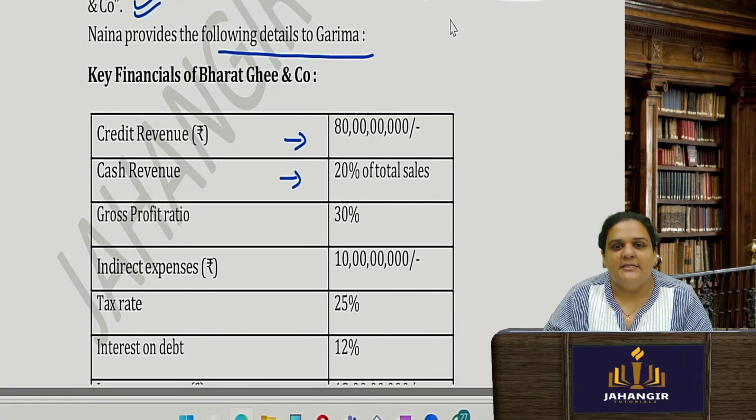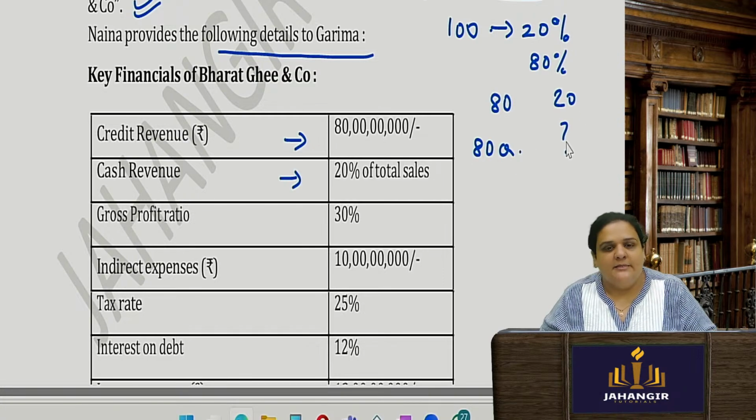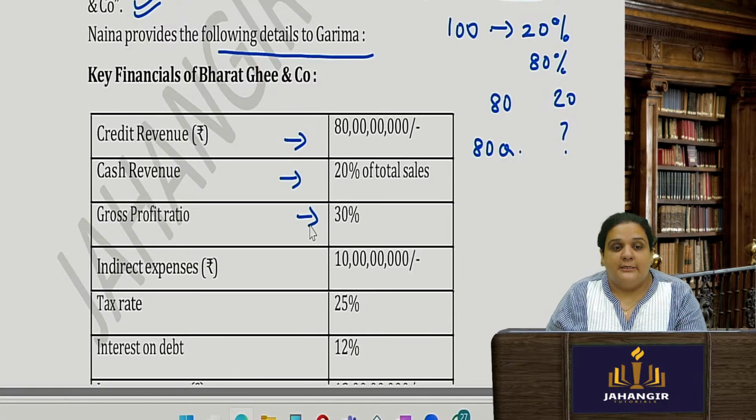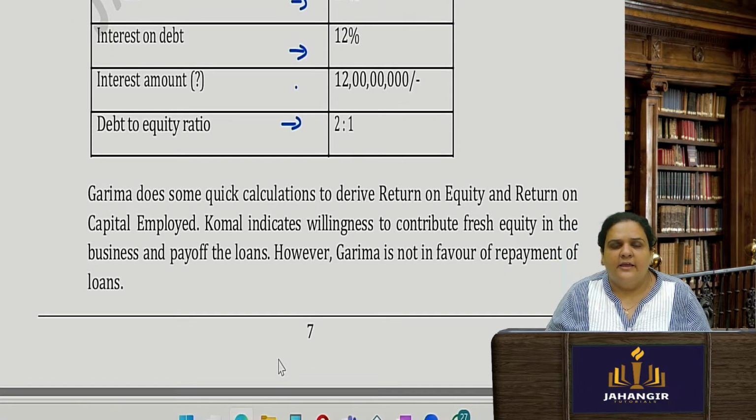That means total sales is, say, 100. So this is going to be the balance 80%, no? Correct. So 80% is 80 CR. So 20% will be how much? 20 CR. Gross profit is 30%, indirect expenses 10 CR, tax rate 25%, interest on debt is 12%, and interest amount is 12 crore. Debt equity ratio 2:1. Okay, everything is given.